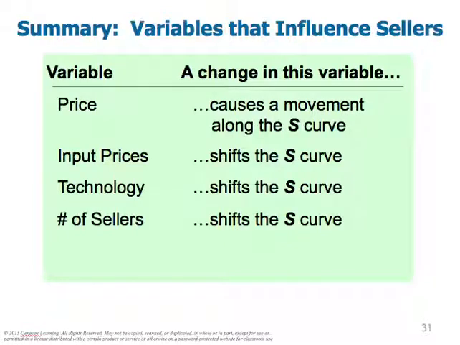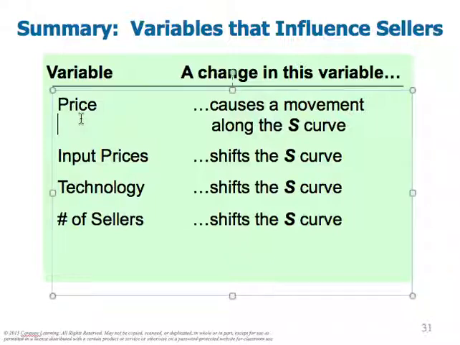So let's summarize the variables that influence sellers. Variable number 1 is price. Whenever there is a change in price, we have a movement along the supply curve. If price increases, we have an upward movement along the supply curve. If price falls, we have a downward movement along the supply curve, but supply doesn't change, only quantity supplied changes whenever there is a change in price. But if input prices change, then we would have a shift in the supply curve. If technology and number of sellers change, we would also have shifts in the supply curve.